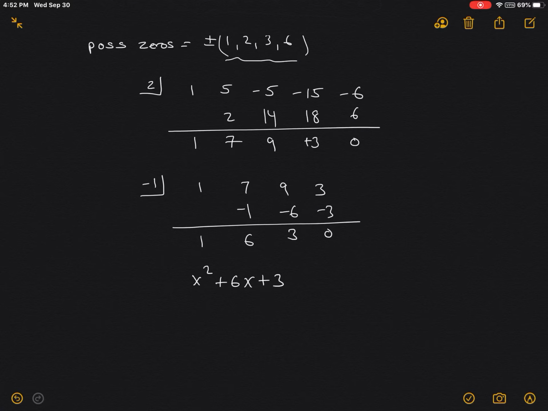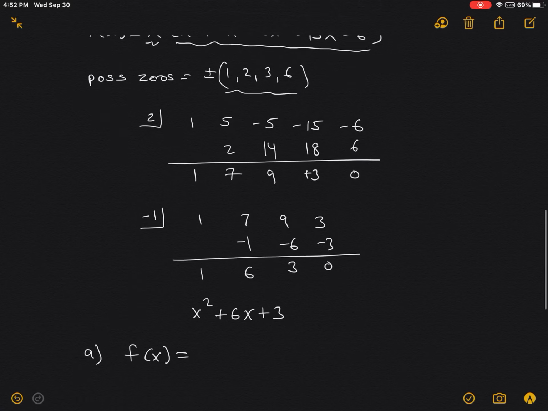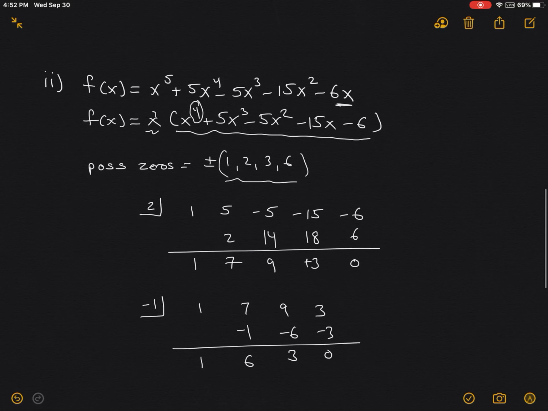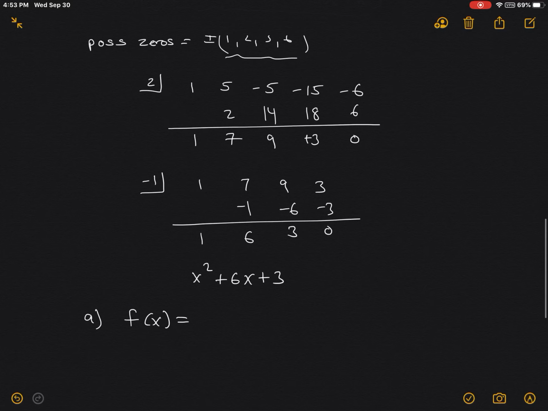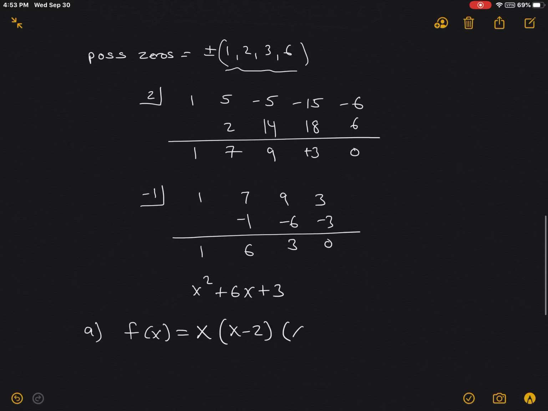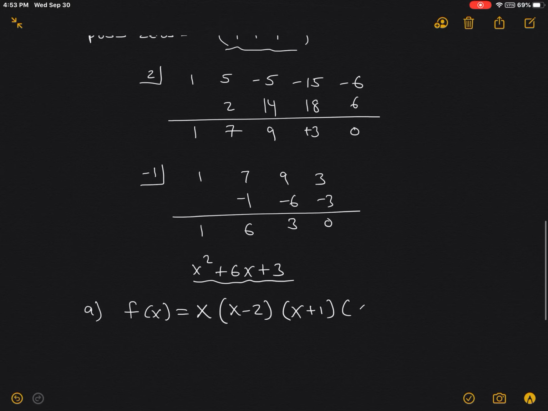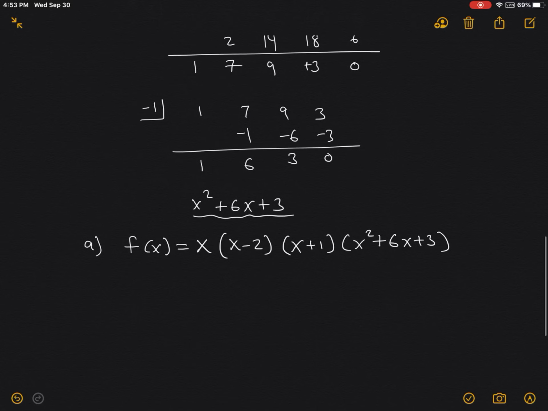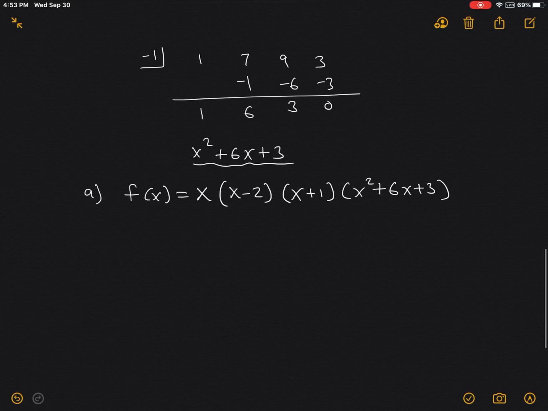Now, we're asked to factor completely. And you take a look at this for a minute. Factors of 3 that give you 6, it's not possible. And so you can write out part A over here. F of x is going to equal, don't forget this original x over here, x times the zeros that we had. x minus 2 was one of the zeros, or x minus -1 is x plus 1. And then, of course, we have this guy right here, times x squared plus 6x plus 3. So you can't factor this any further. That will be your solution for part A.